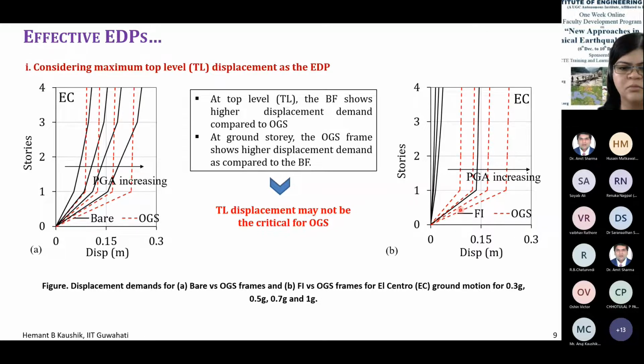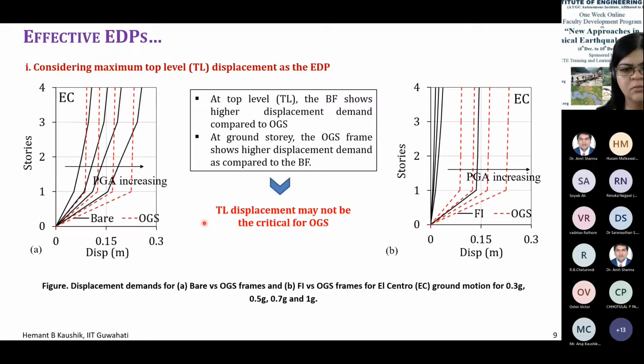So one thing is clear here, that the top level displacement cannot be considered as a critical displacement or the engineering demand parameter for the open ground story frames. It is simply not possible, because the kind of output that we are getting, because the relative deformations here, it tells the story that we cannot use it.